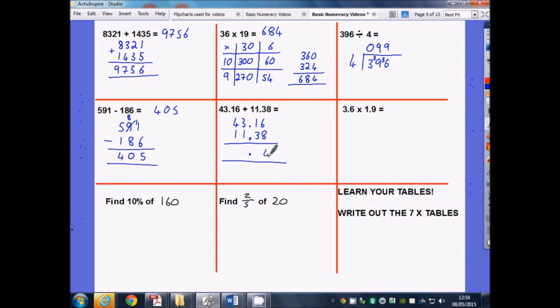6 plus 8 is 14. There's the 4, carry the 1. 1 plus 3 is 4. Add that one is 5. Decimal point. 3 add 1 is 4. 4 add 1 is 5. So 54.54.